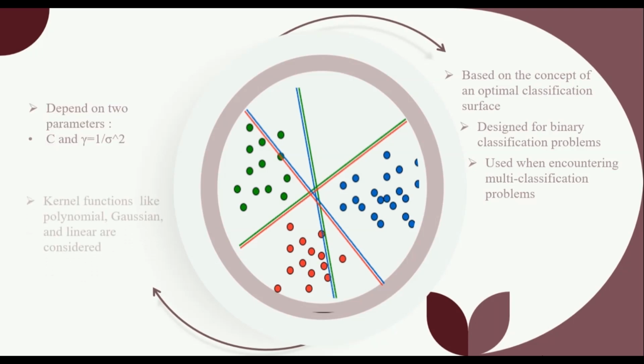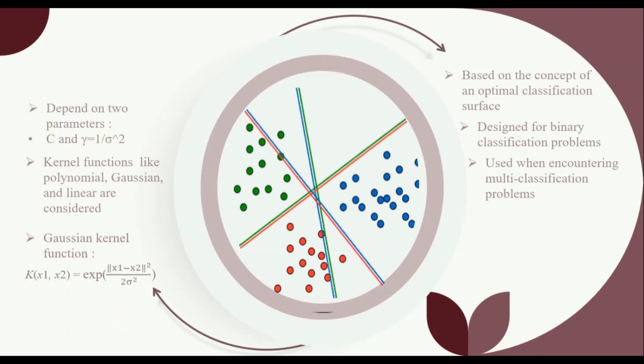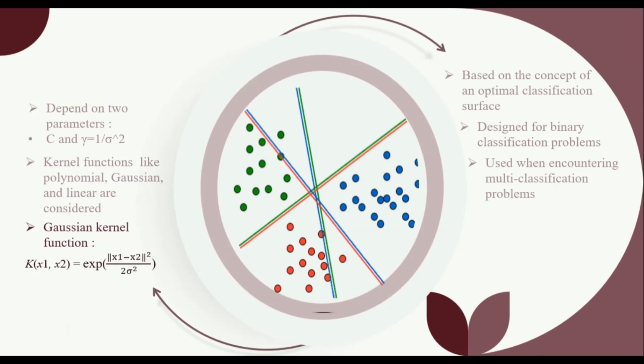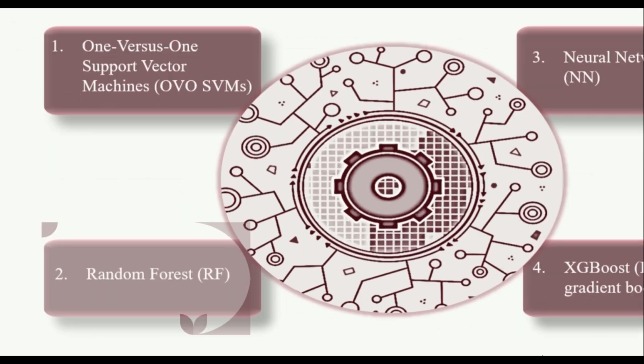Kernel functions like polynomial, Gaussian, and linear are considered, choosing Gaussian for its flexibility. Gaussian function K(x1, x2) equals the exponential of minus the norm of x1 minus x2 squared, divided by 2 times sigma squared. Optimal parameters are determined through grid search and k-fold cross-validation. Next, we delve into the second algorithm, random forest.